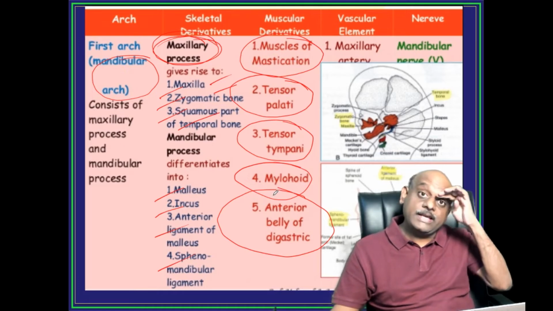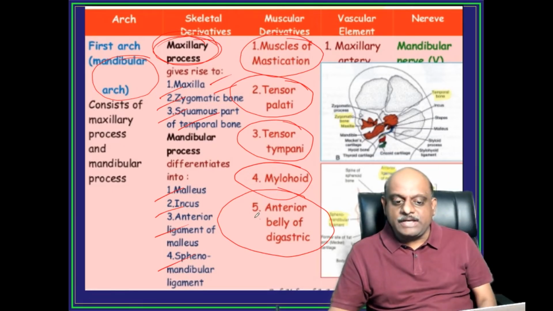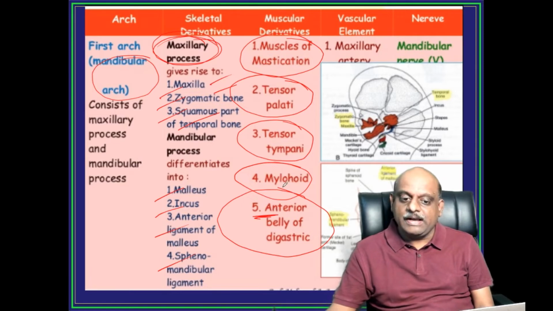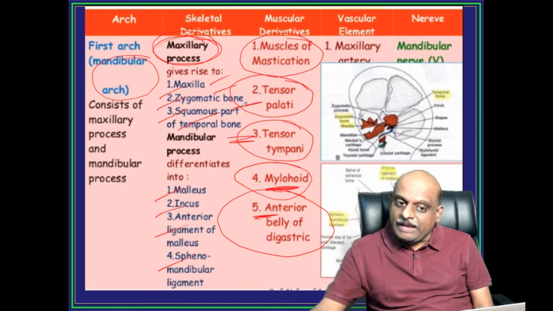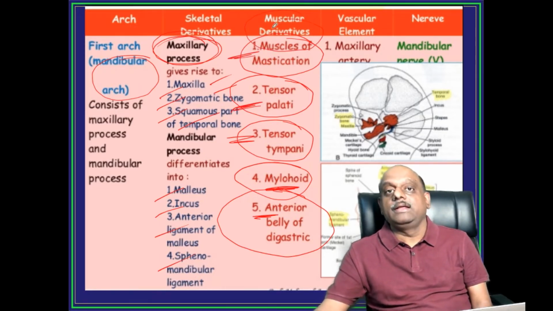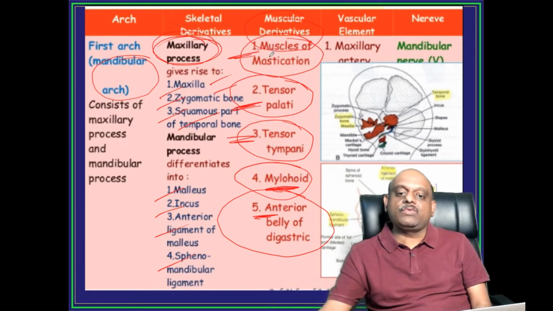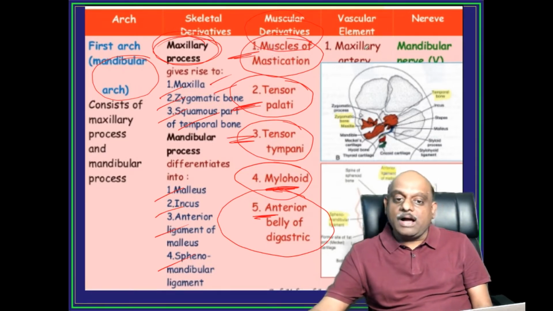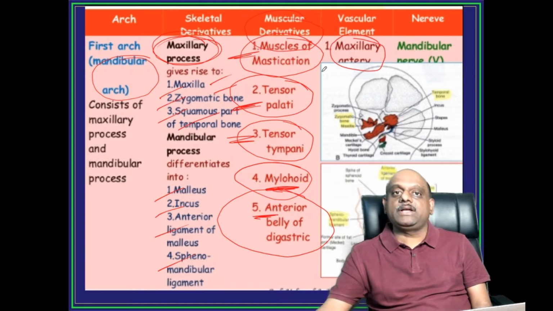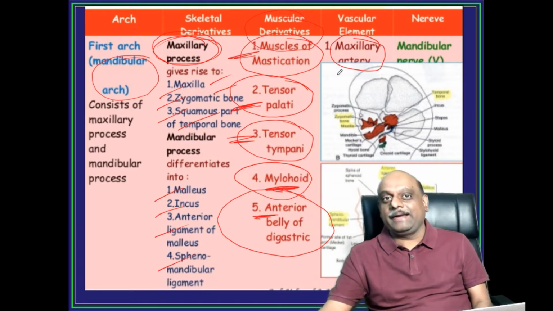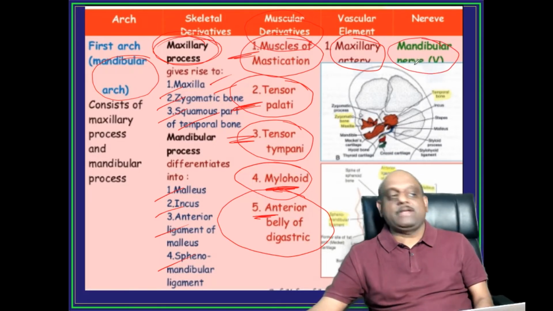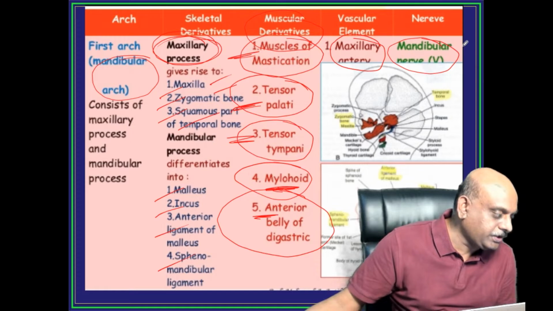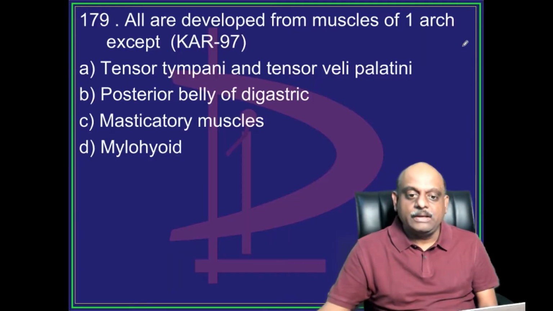Posterior belly of digastric is from the second branchial arch, whereas anterior belly is from the first branchial arch. Then mylohyoid muscle, tensor tympani, tensor veli palatini, and the muscles of mastication. They're all the muscular derivatives you need to remember. Then what is the artery of the first pharyngeal arch, doctor? Maxillary artery. And mandibular nerve is the nerve of the first pharyngeal arch, which you should basically remember.